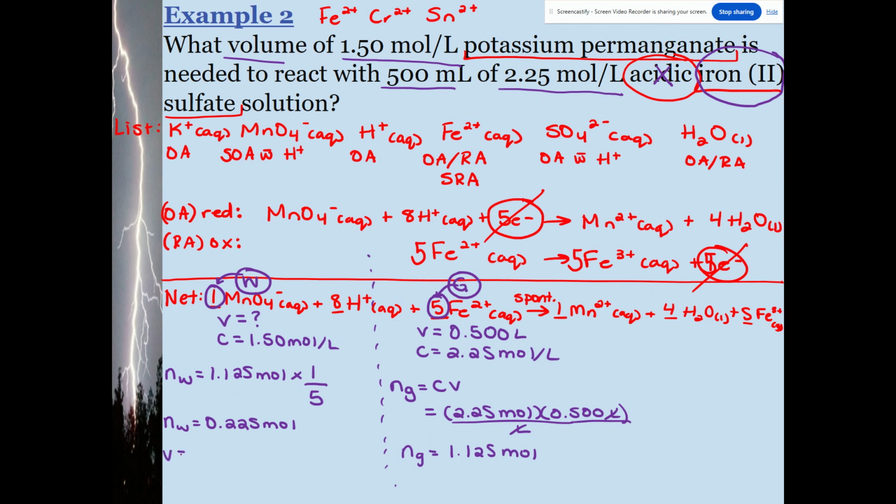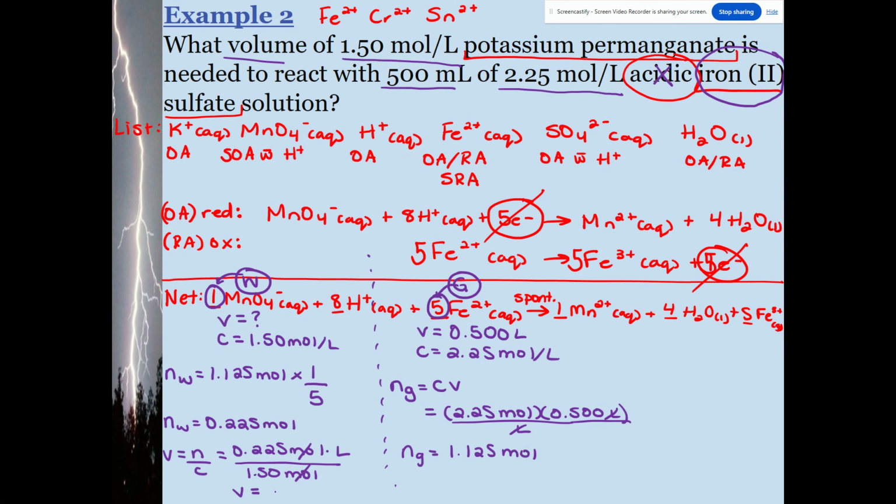Now I'm looking for the volume of my wanted. So volume is found with n over C. So now that I have my n of my wanted, I divide by the C of my wanted, which was 1.50 moles per liter, makes the liter up there. My moles cancel, and I'll get left with the volume in liters.